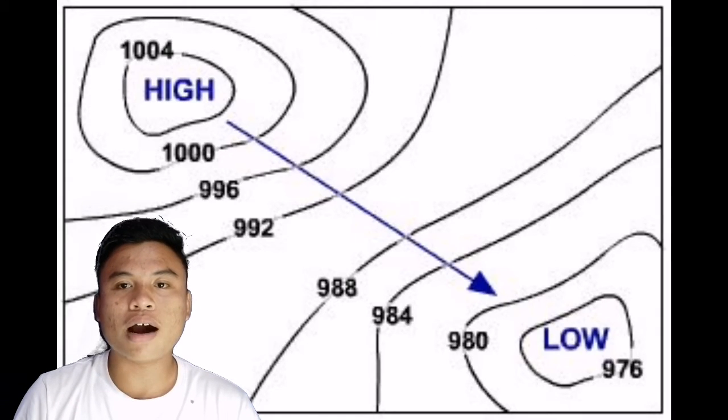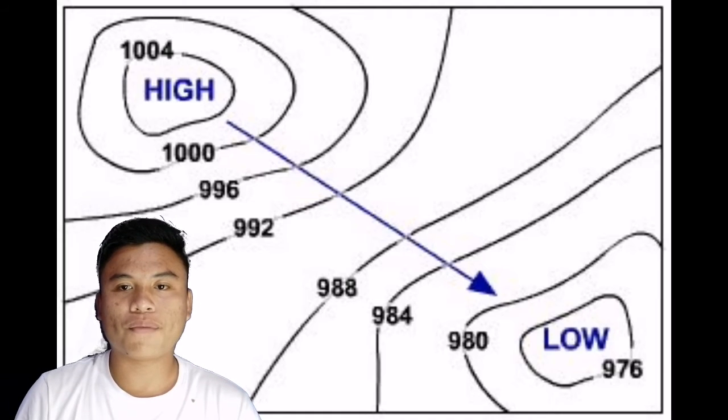1013 millibars is the average sea level air pressure. Therefore, areas with an air pressure of over 1013 millibars are considered to be areas of high pressure, and areas with an air pressure below 1013 millibars are considered to be areas of low pressure.